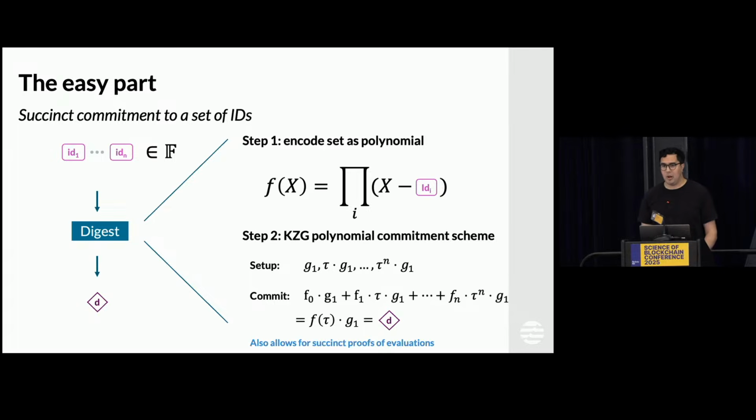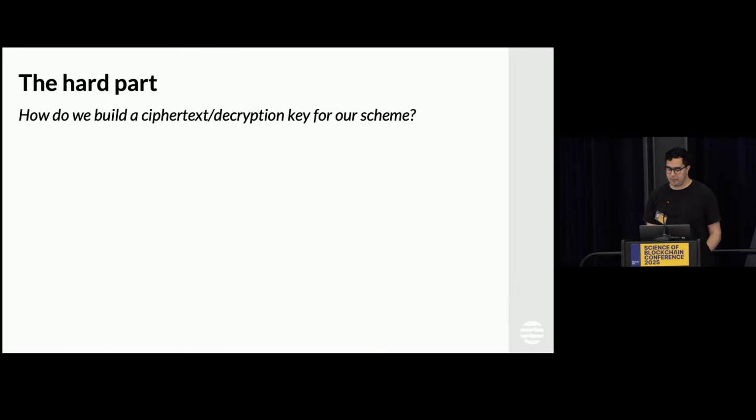Another property about KZG that we're definitely going to use in our construction, but which I'm going to try to sweep under the rug as much as possible in this talk, is that KZG also allows you to compute succinct proofs of evaluations of the polynomial with respect to the commitment. And for us, this means we can compute succinct proofs of set membership.